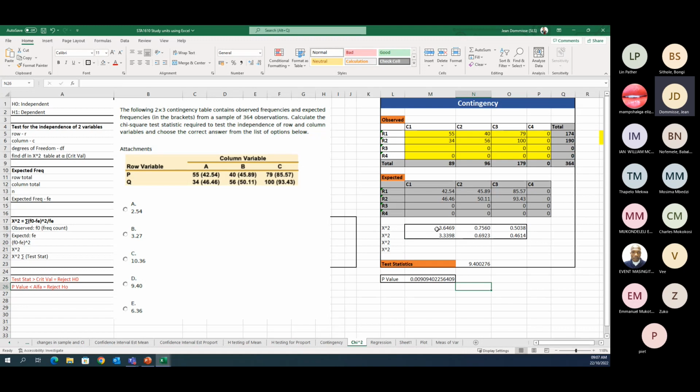So what you would have done if you didn't use Excel is exactly the same. You would have said that minus that to the power of 2 divided by that, and you would have gotten that. And then you needed to do it for all 6 of them. You would have gotten the same answer. It would have just taken a bit longer, and then we worked out the t-stat, and this was just a sum of those.